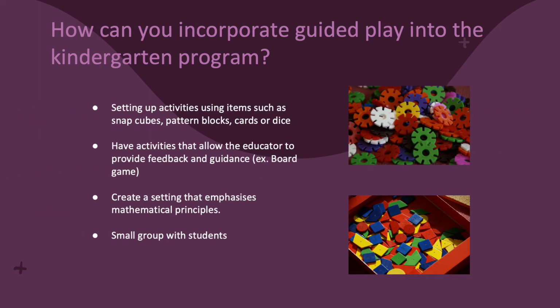As educators, how can you incorporate guided play into your kindergarten classroom? Through setting up activities using items such as snap cubes, pattern blocks, cards, and dice. Ensure that there are activities that allow the educator to provide feedback and guidance to the child. For example, playing a simple board game allows the educator to give feedback and improve the children's counting. Also, create a setting that emphasizes mathematical principles and allows students to play in small groups with the teacher.